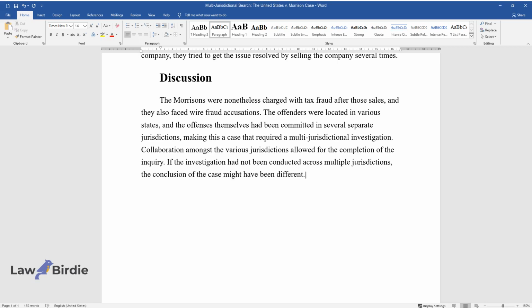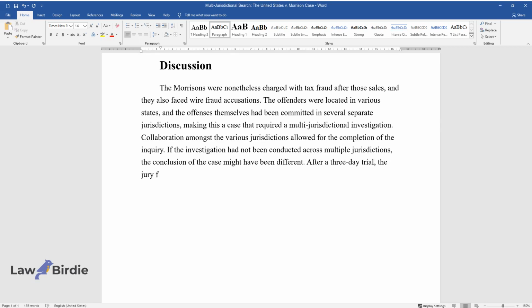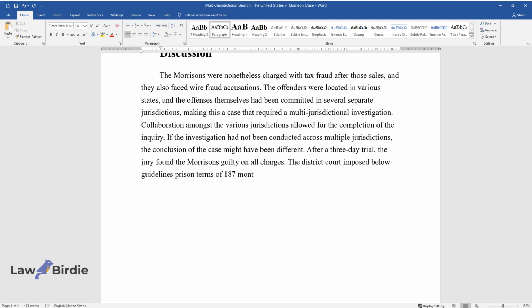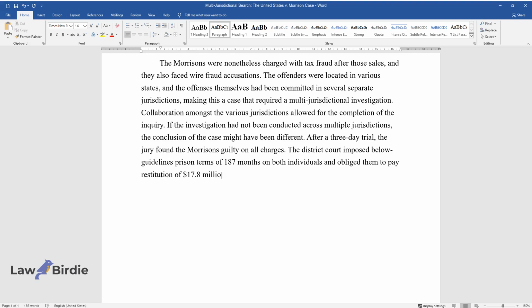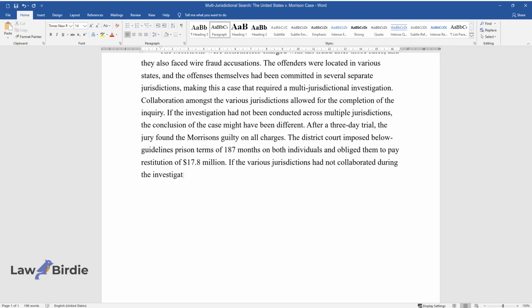After a 3-day trial, the jury found the Morrisons guilty on all charges. The district court imposed below-guidelines prison terms of 187 months on both individuals and obliged them to pay restitution of $17.8 million. If the various jurisdictions had not collaborated during the investigation, it would not have been likely to reach a conclusion.